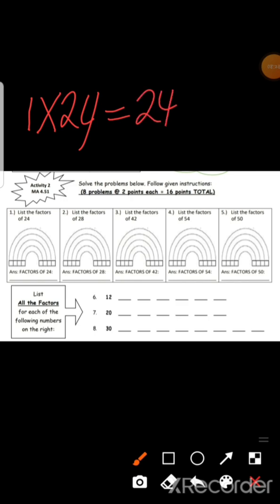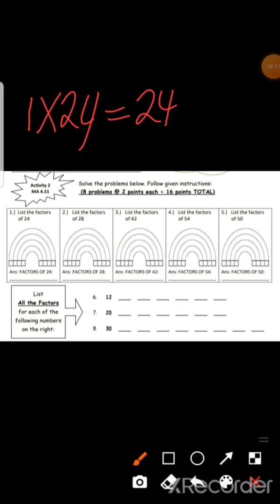So it's very easy to know that the first two factors of every number will be 1 and itself. So if we're looking for the factors of 24 in this case, 1 and itself would be 1 times 24. 1 and 24 are the first two factors of 24. That means that 1 is the first factor and 24 is the last factor.